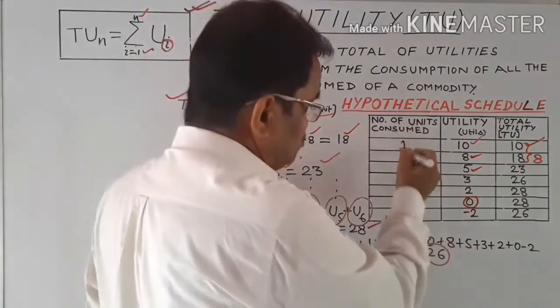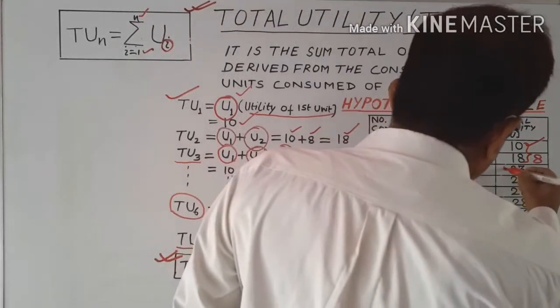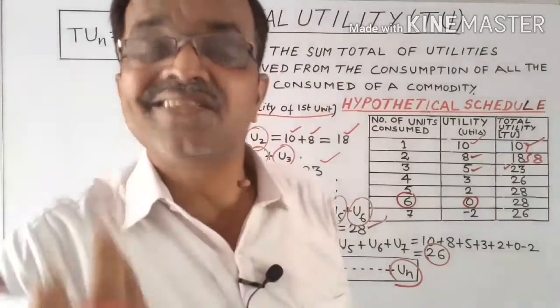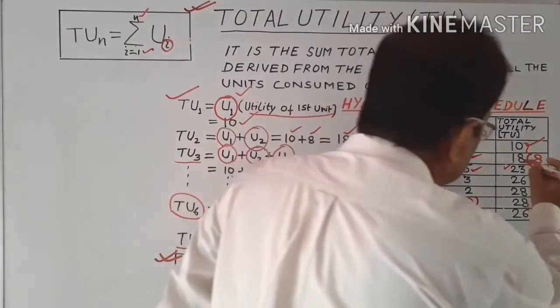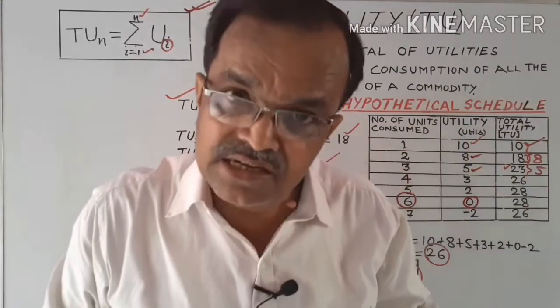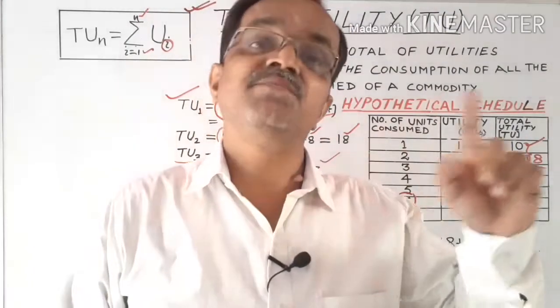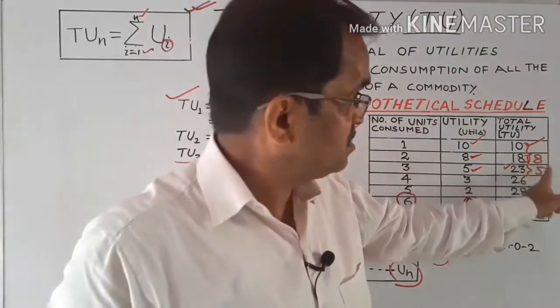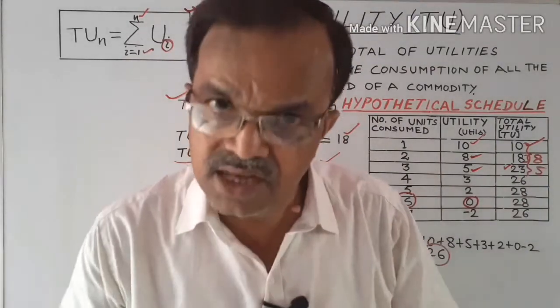Similarly, when the consumer is consuming 3 units, the figure is 23 utils. Again, the increase is 5 utils. Total increased, but less than before. Earlier it increased by 8, now it increased by 5, so it increased less.